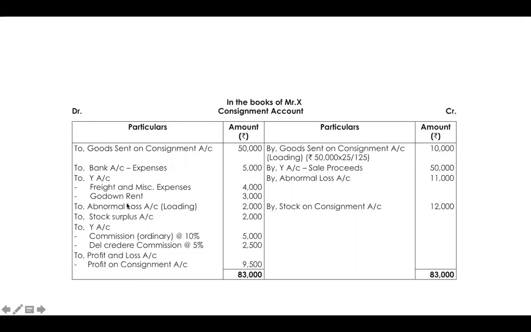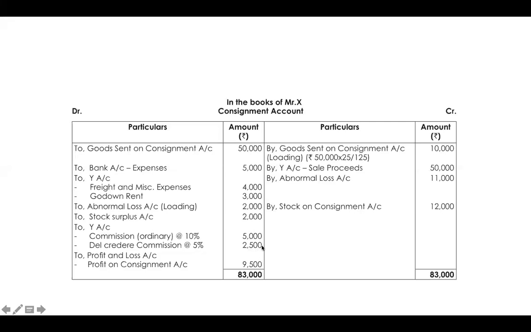To abnormal loss. Right? What is this? Profit loaded. To stock surplus. What is this? Profit loaded. I'll come back to these two points because these two are new to you. Then commission 10% on 50,000, 5,000. And extra commission to bear the risk of bad debts, 5% on 50,000, 2,500.